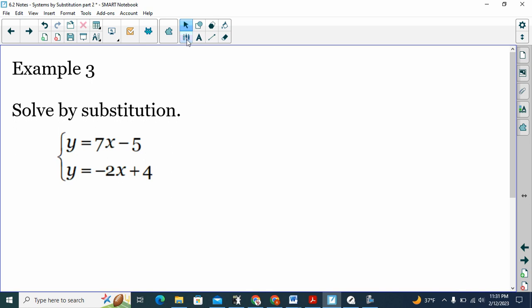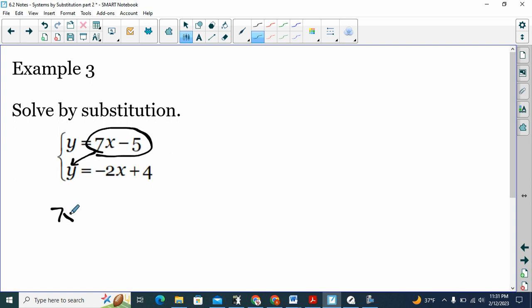Start by substituting. In this one, I have y equals, and then I have y equals. So it doesn't matter which one you start with. I'm going to start with the top one here. Y is equal to 7x minus 5. So I'm going to take 7x minus 5, and I am going to plug it in for the y. You could have taken negative 2x plus 4 and plugged it in for this y. You would get the same answer. So I'm taking 7x minus 5, I'm plugging it in for y. So I get 7x minus 5 equals negative 2x plus 4.